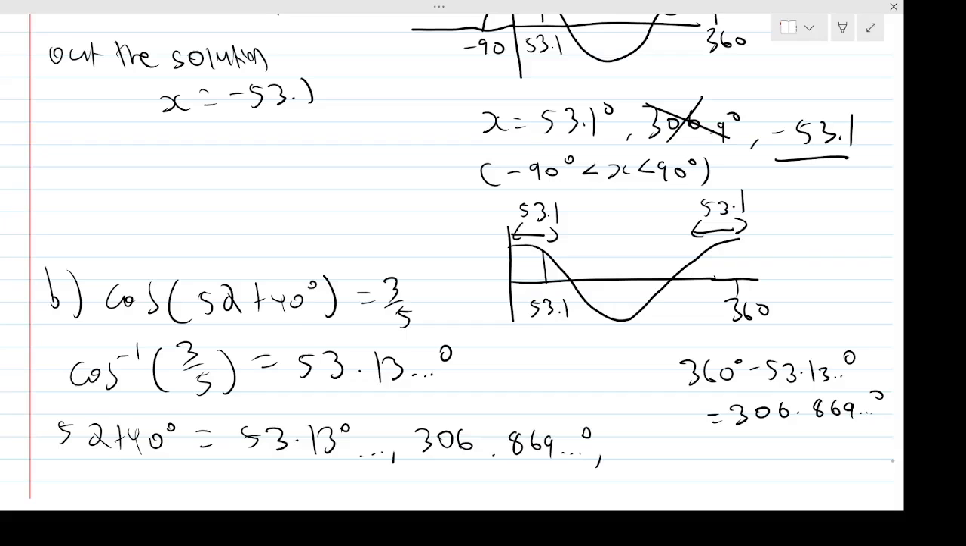Because now we found the first 2 solutions, to find the other ones we just need to add 360 to them. So if we add 360 to this 53, I then get 413.13 degrees.